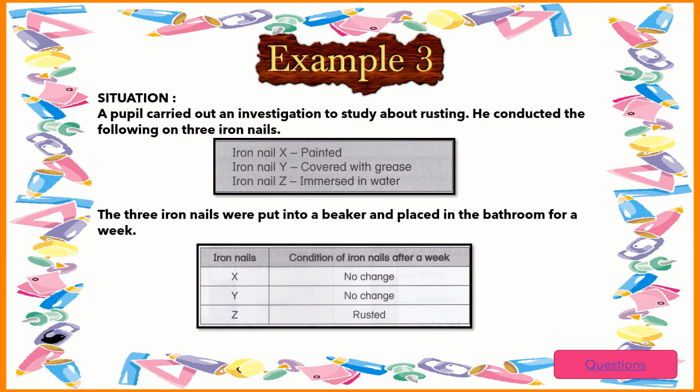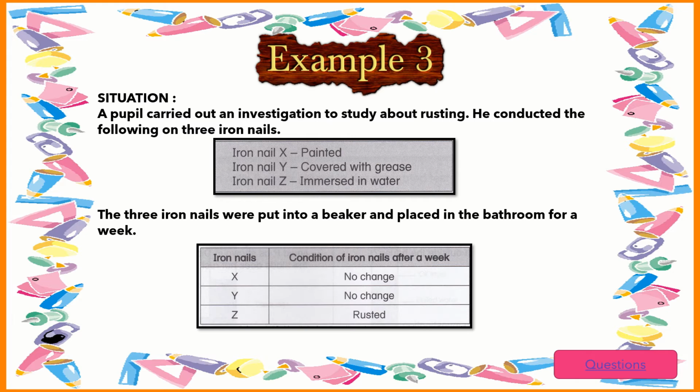Example 3. Situation. A pupil carried out an investigation to study rusting. He conducted the following on 3 iron nails. These are the 3 different methods of treatment to prevent the iron nails from getting rusty. Iron nail X painted, iron nail Y covered with grease, and iron nail Z immersed in water. The 3 iron nails were put into a beaker and placed in the bathroom for a week.